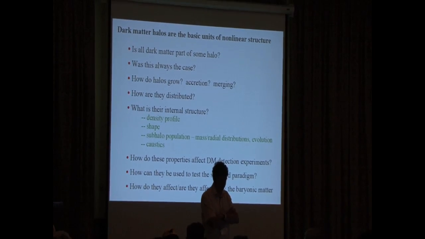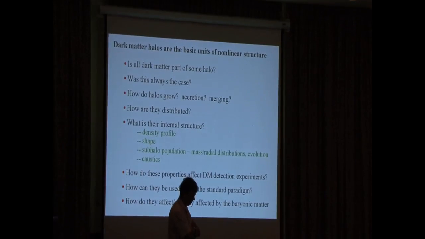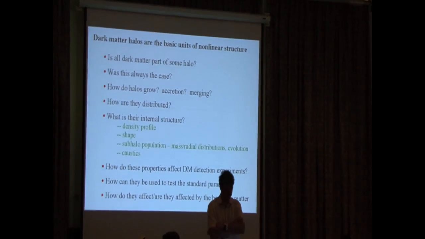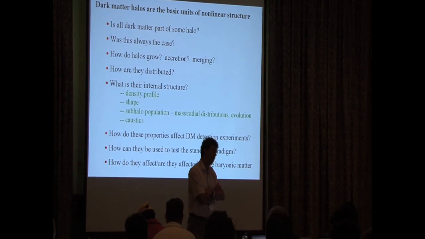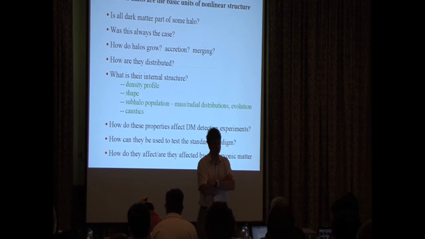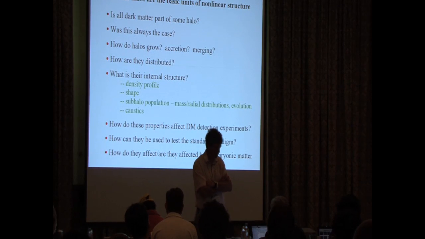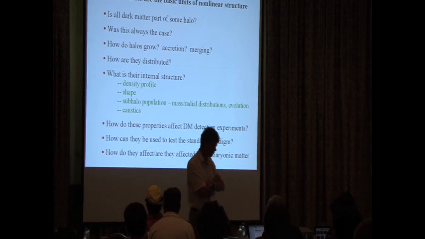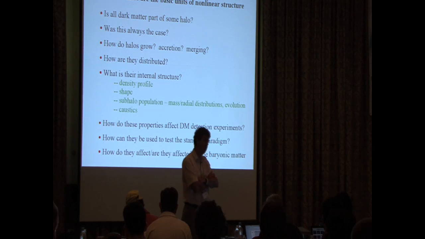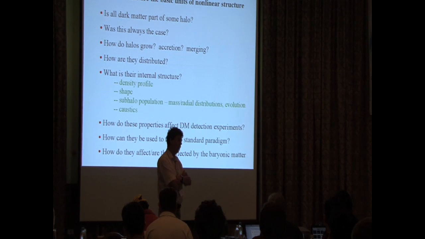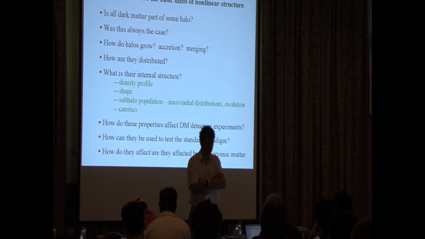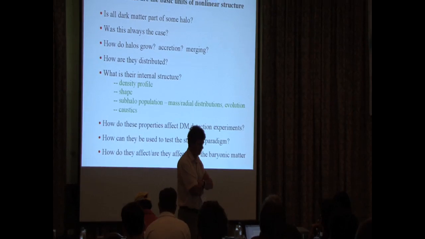And the baryonic part that we see, the stars and the gas, are heavily influenced by these dark halos. In particular, galaxies form at the center of them. So the kind of issues one might want to know the answer to are whether all dark matter is part of some halo or not today. Was this always the case? How far back in time do we have to go for the universe to be smooth on all scales in the dark matter? How far back do we have to go before we no longer have to worry about nonlinear effects?